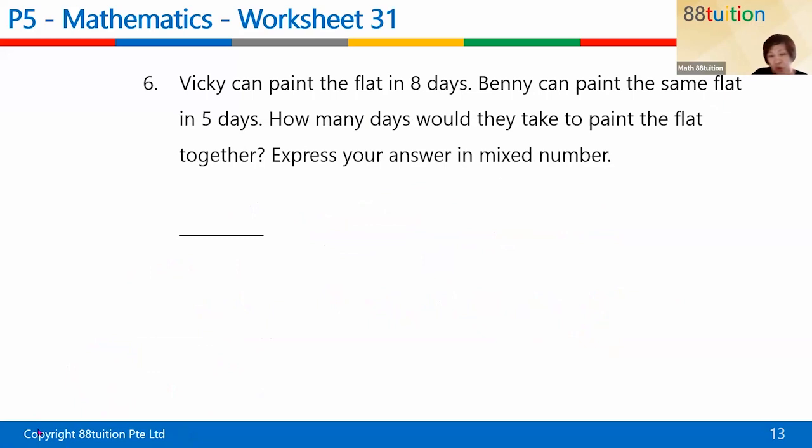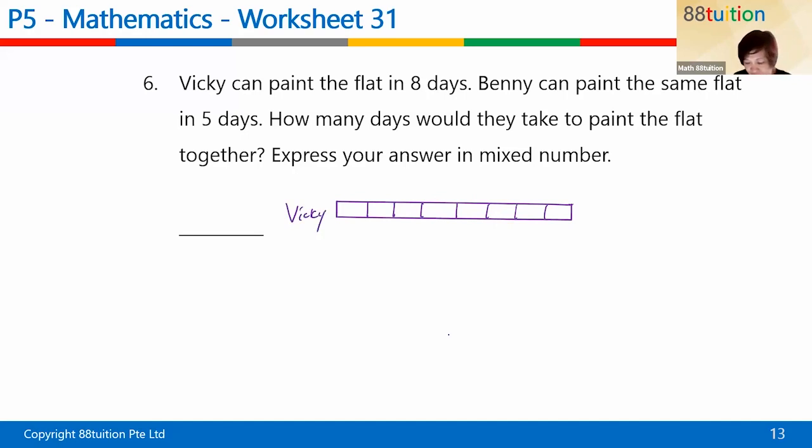Now, last week we said we convert them. So now we can also do the same, right? 8 days. Okay, imagine this is the flat. Then 8 days are 1, 2, 3, 4, 5, 6, 7, 8. This is 2, like that, like that. So in 8 days, this is what Vicky can do.